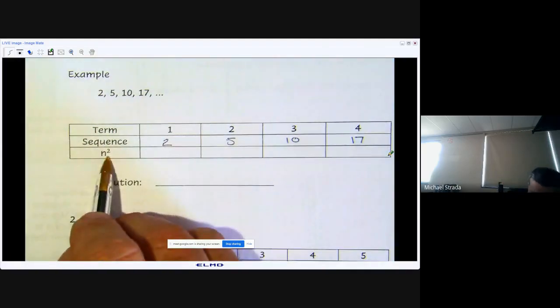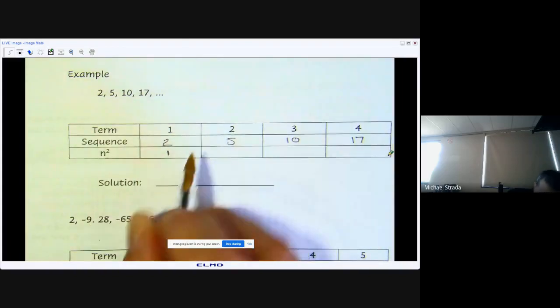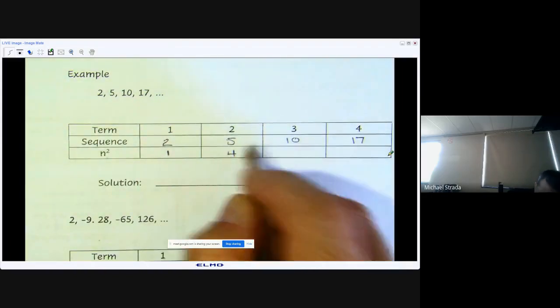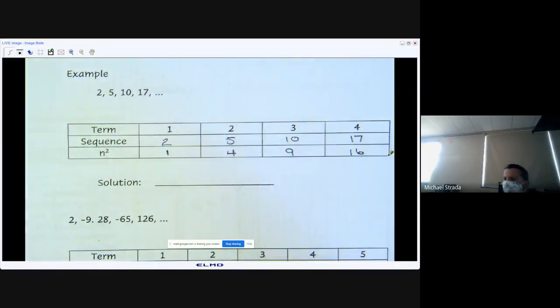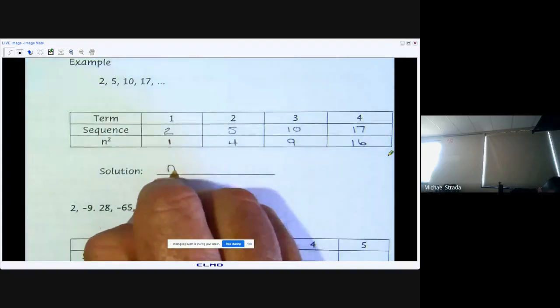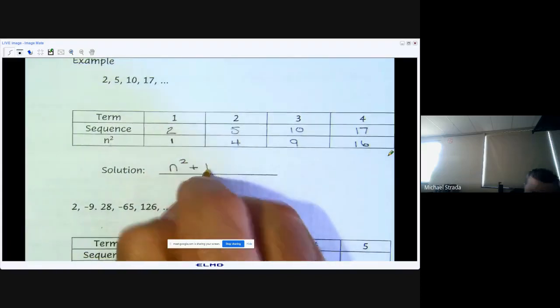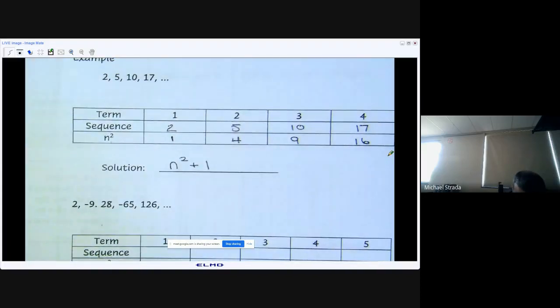If I compare it to n squared, if I square 1, I get 1. If I square 2, I get 4. If I square 3, I have 9. If I square 4, I get 16. Is there a definite connection between our original sequence and n squared? Yeah. Each term is how much more than n squared? One more. So my final answer would be n squared plus 1. All right, n squared plus 1.